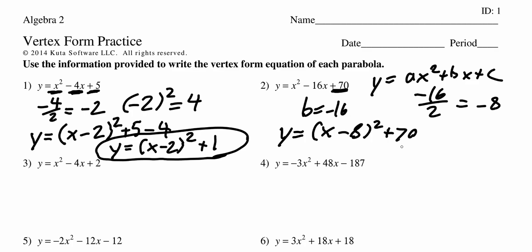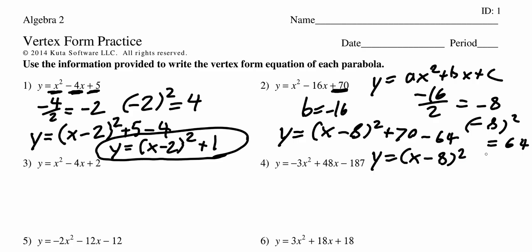But you want to subtract negative 8 squared from the 70. So negative 8 squared is equal to positive 64. You want to subtract 64 from 70. So 70 minus 64 is positive 6. Our final vertex form is y is equal to (x minus 8) squared plus 6. So that is our final vertex form for question number 2.